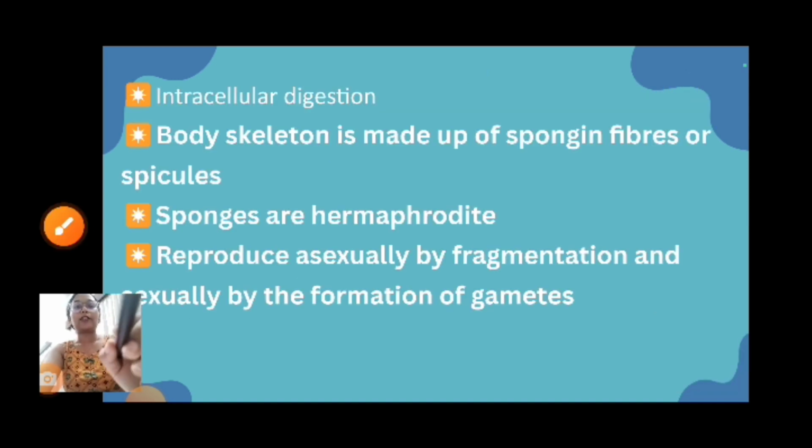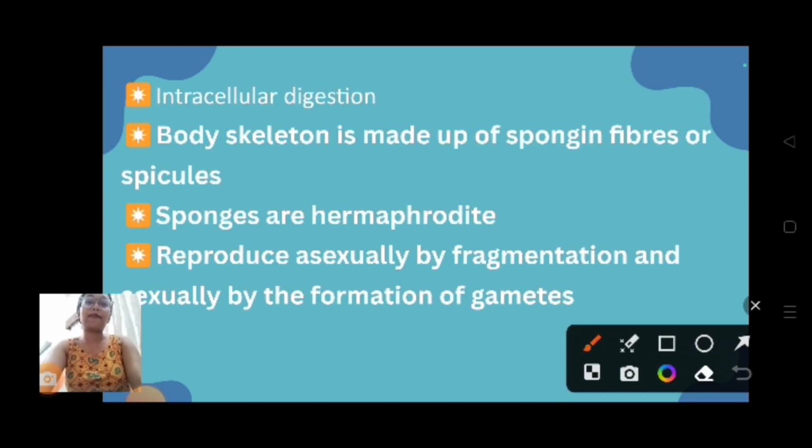Then we move to the next slide. It is talking about how they have intracellular digestion, meaning digestion takes place inside the cell. Is it clear? Like us, we have a skeletal structure, that is bones and cartilage. They have a body skeleton that is made up of spongin fibers or spicules.